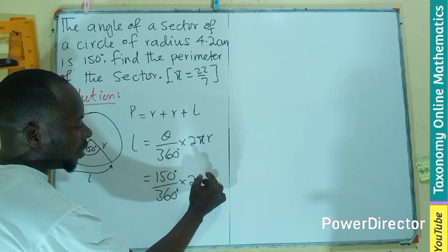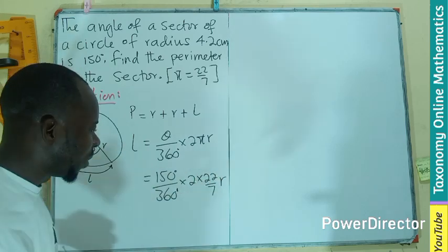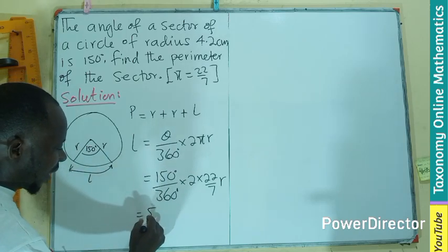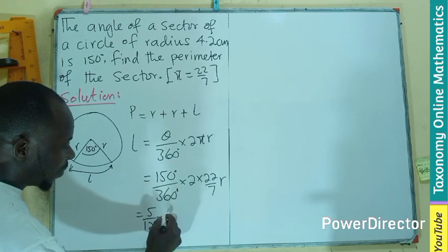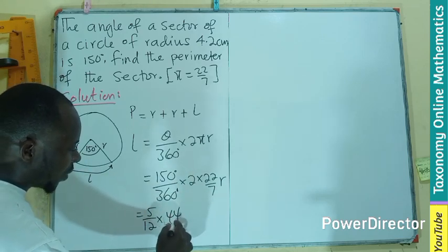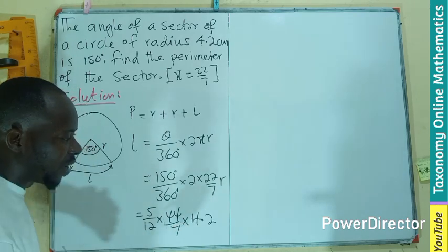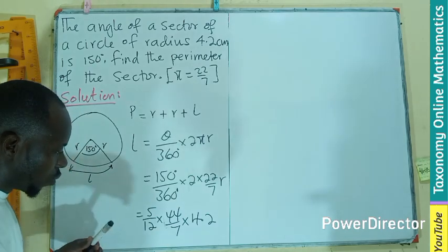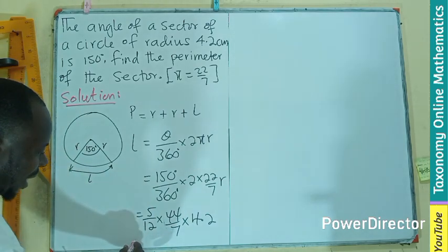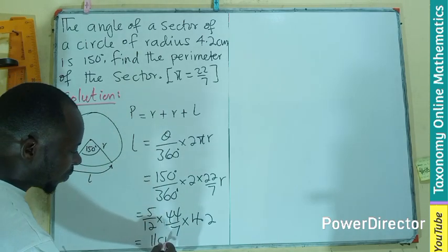Pi is 22 on 7. Let me maintain the R here since I have no space. So if I cancel 0, 0, so I'll be having 5 on 12 times these 2 times that. I think I can do that as 44 divided by 7 times 4.2, which is referring to the radius in them. If you do your cancellation, we can multiply everything. I think that will be giving us 11 as in meters, right, or centimeters.